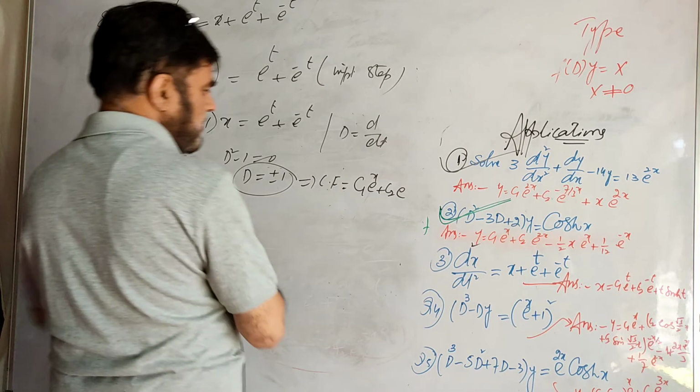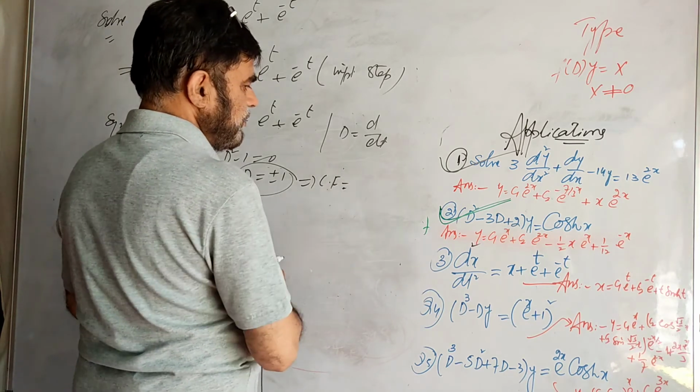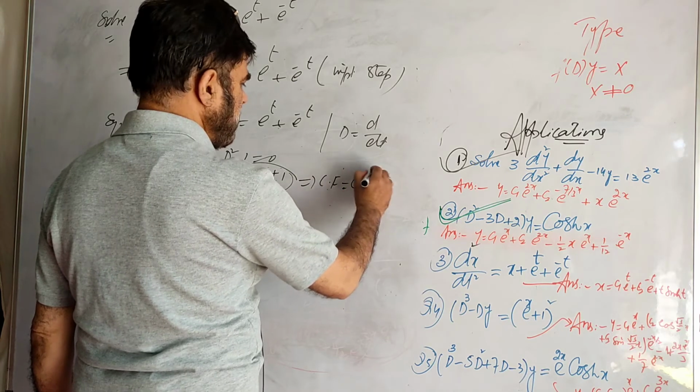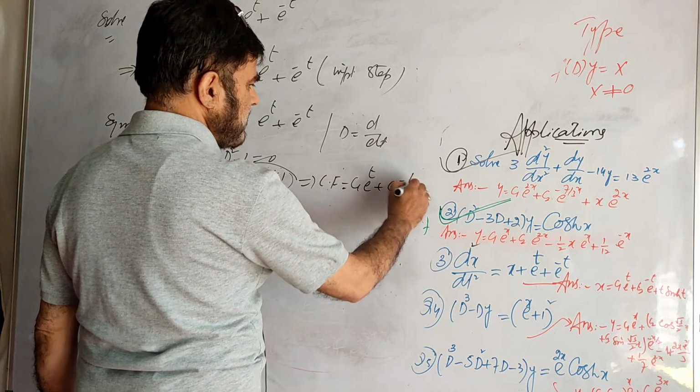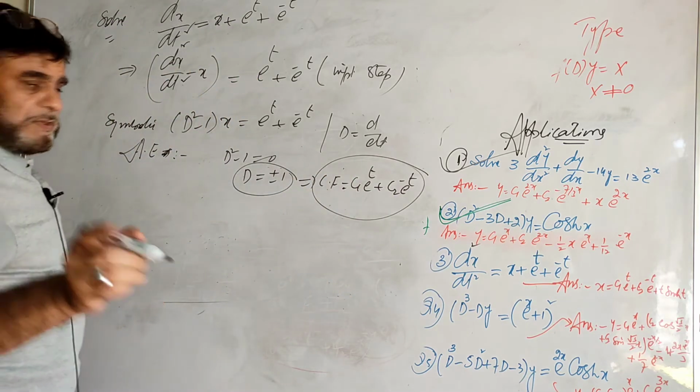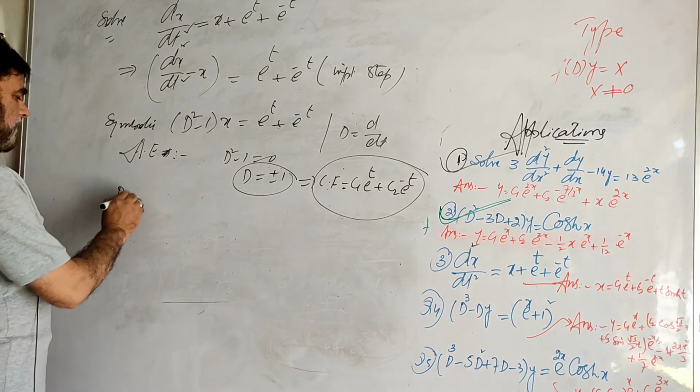Be cautious here, don't make such a mistake. The complementary function is c1 e raised to power t plus c2 e raised to power minus t. This is my complementary function. Now I go for the particular integral. What is my particular integral?